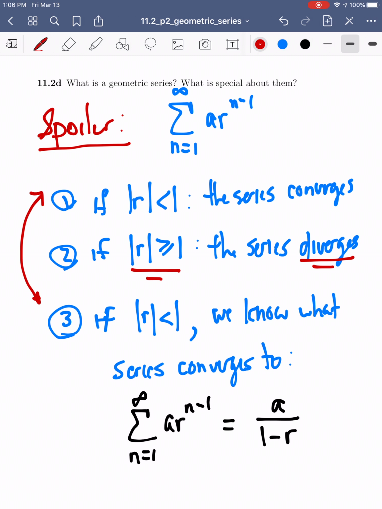So when we ask the next question, well, what is special about r being less than 1? As we've seen before, all this says is it passes the test for divergence, but we're going to actually prove why geometric series converge in this case. Check out the next video.